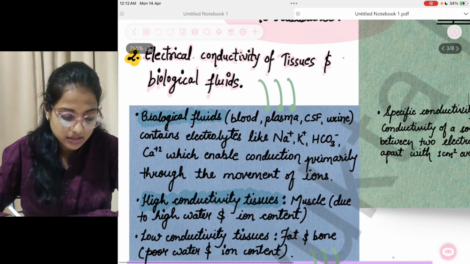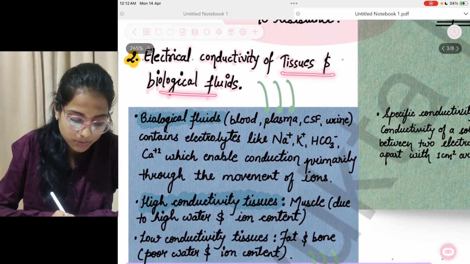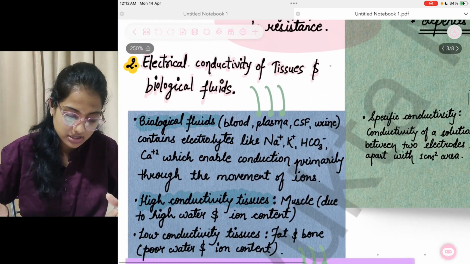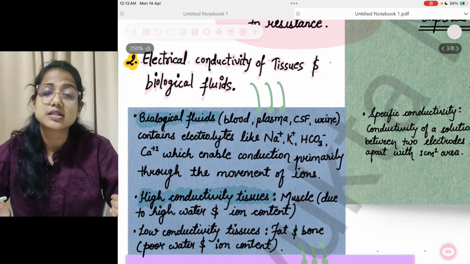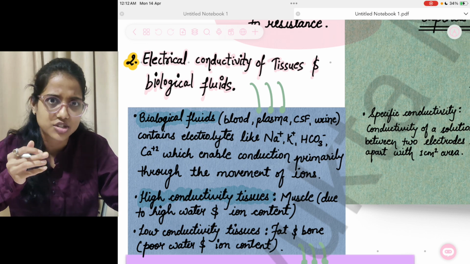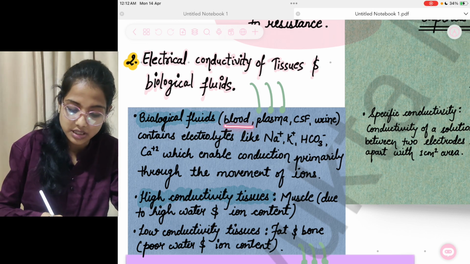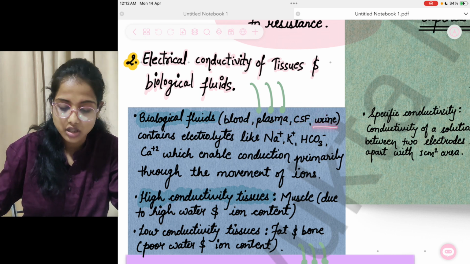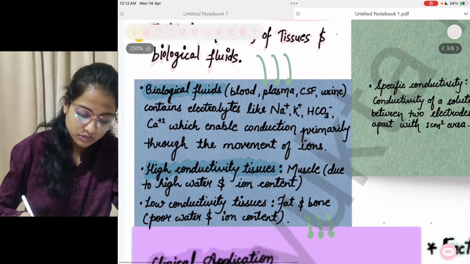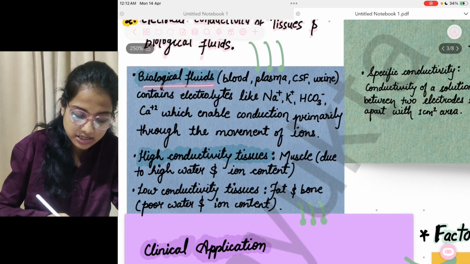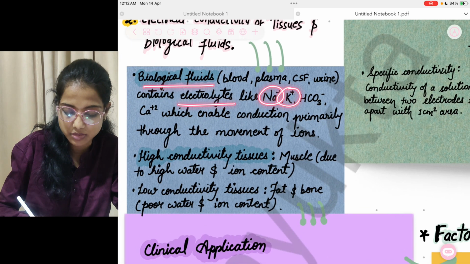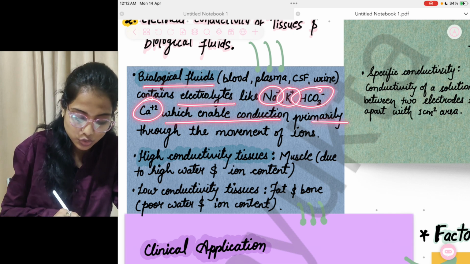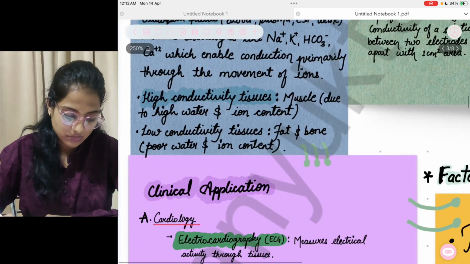Now the second is electrical conduction of tissues and biological fluids. What we are gonna study in this question is how the conduction takes place in our fluids, like biological fluids. What our biological fluids are: blood, plasma, CSF, that is cerebrospinal fluid, urine, even saliva also. So biological fluids contain electrolytes like sodium, potassium, hydrogen carbonate, calcium, which enables conduction primarily through the movement of ions.